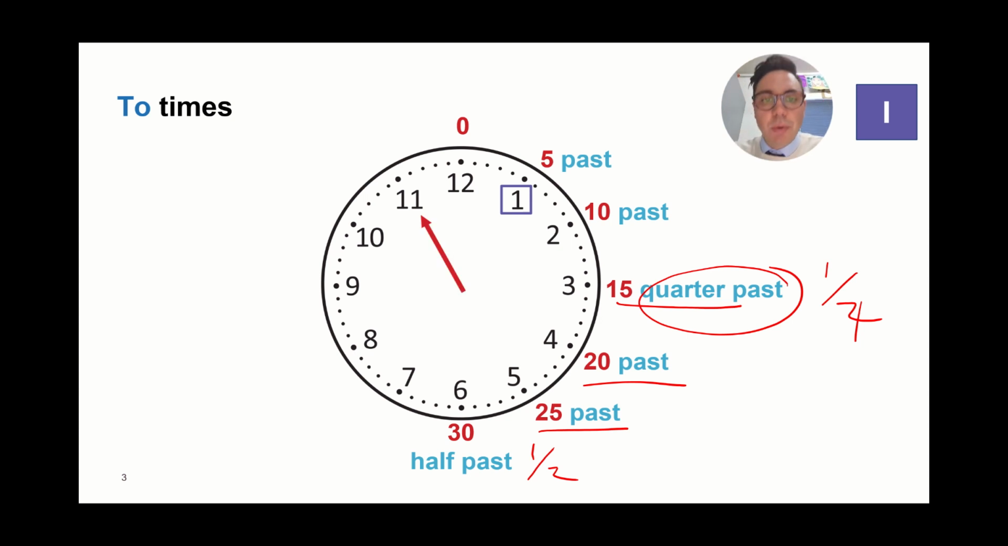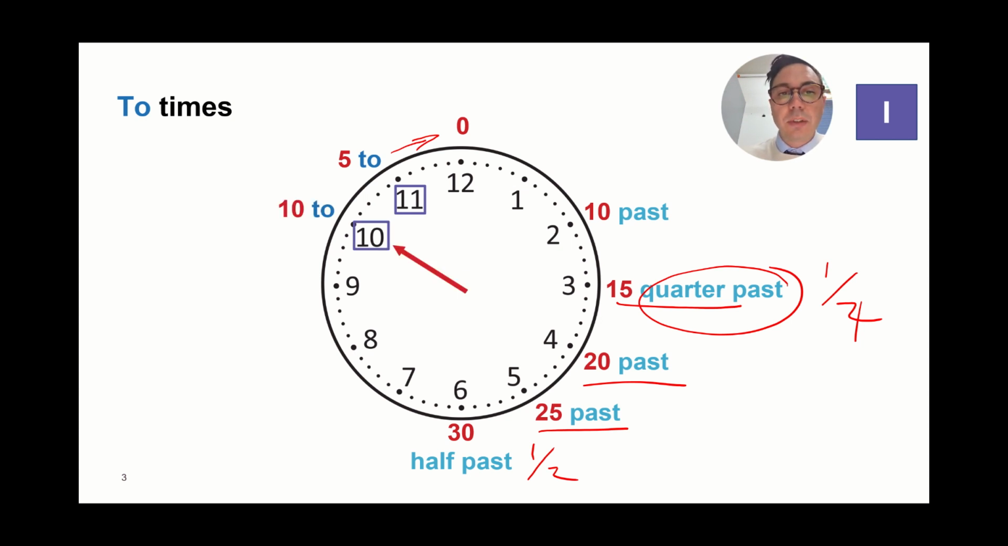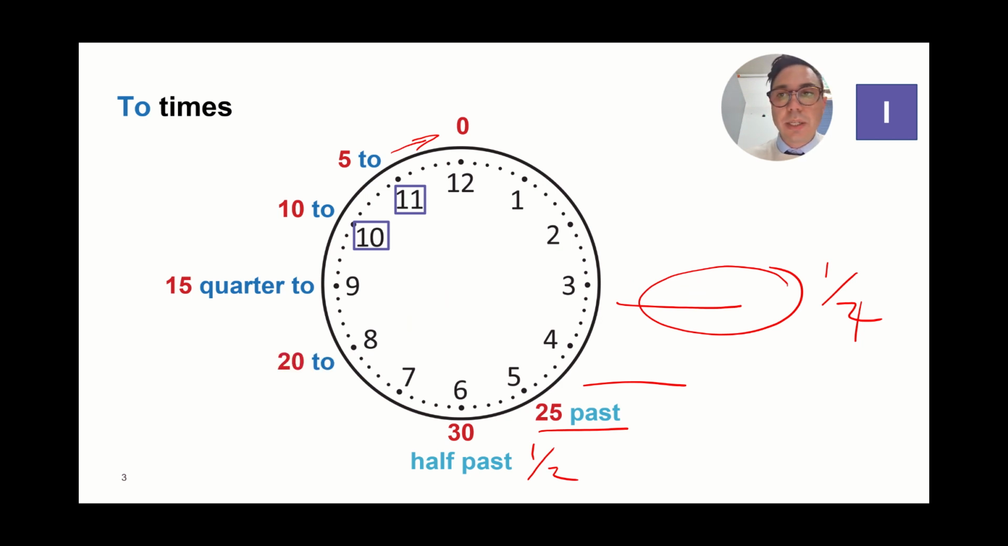But when we go onto the other side of the clock, we go the opposite way around. Because we're going towards the hour, we start counting backwards. So we start with 5 to. Then further away, we have 10 to, same as on the other side. We have quarter to at the 9, just like a quarter past, 20 to, and 25 to.